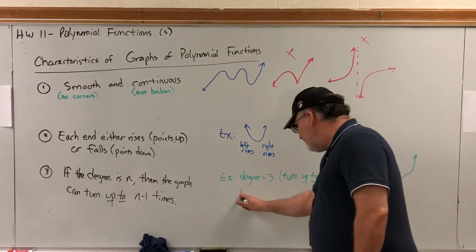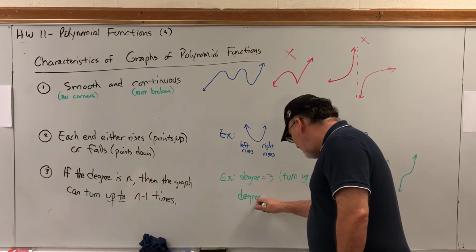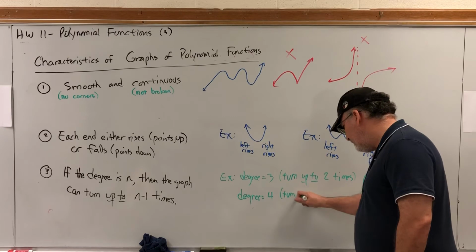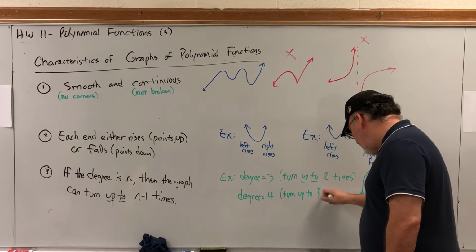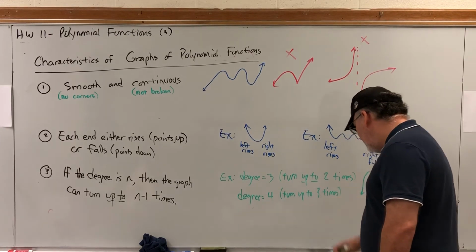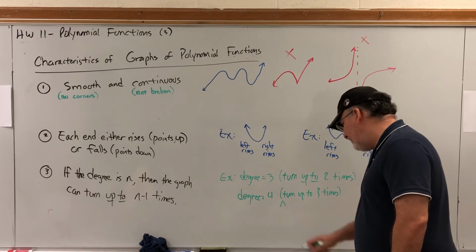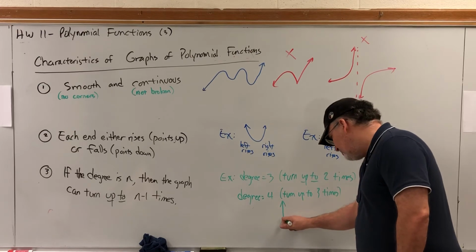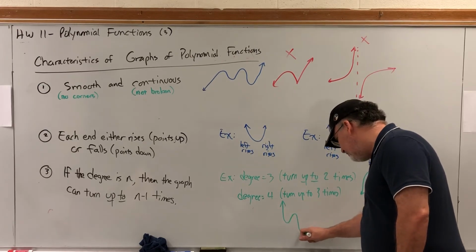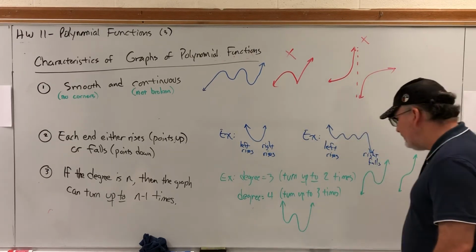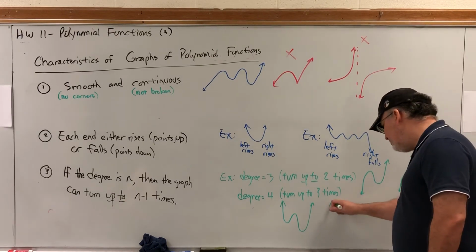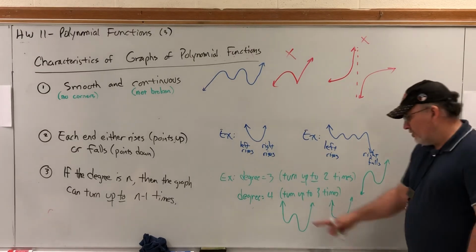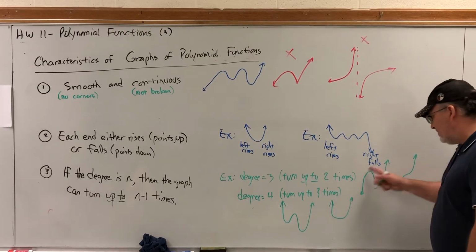Or if you had something like degree equals 4, that could turn up to 3 times. So we could, let's say we have a graph that rises on the left. So the graph starts moving downward, we're going to turn 3 times. 1, 2, 3. That's an example of turning 3 times. Or maybe it would just turn once, like that. Now if you're wondering if the degree was 4, could it turn 2 times and look something like this?